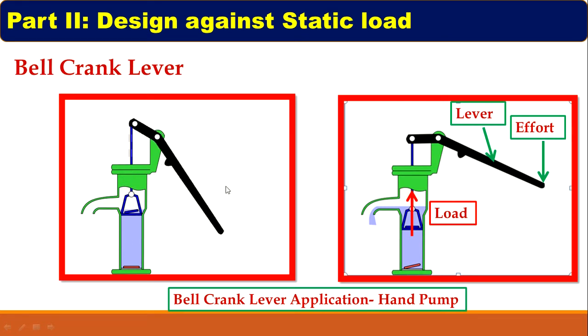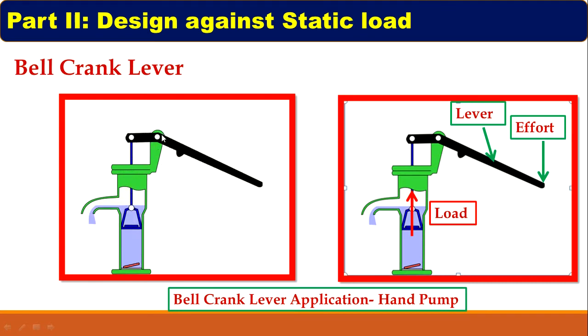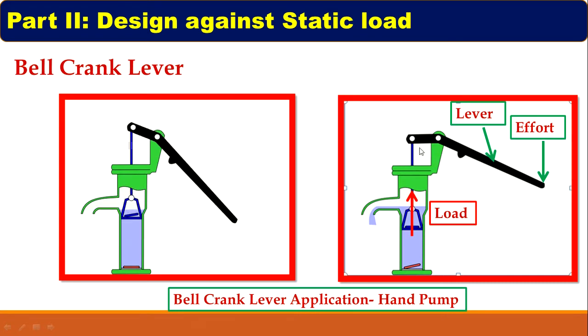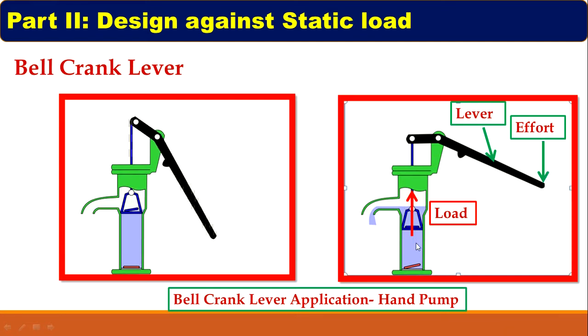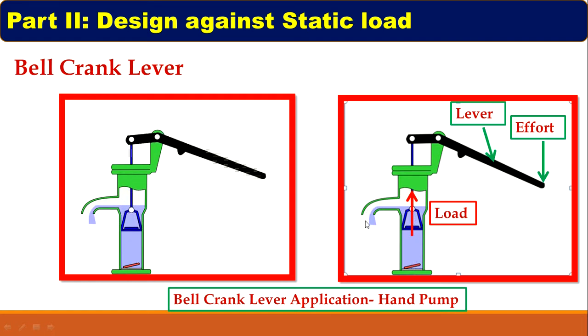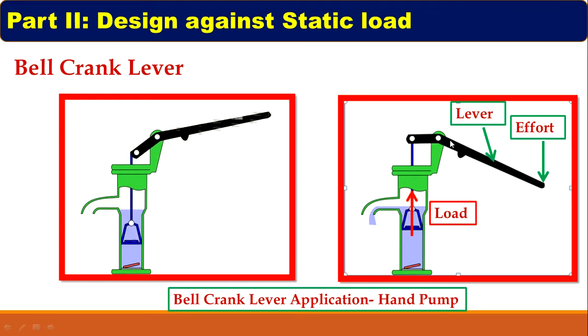That means you are applying effort at one point, and it is transferred to another part of this lever. So we can say that this lever is used to transfer or multiply the force. Same thing is shown in this picture. So this black color part is nothing but the lever. It is pivoted at this point, and oscillates about this point. At this free end we have to apply the effort so that we can lift this load, in terms of water, from the ground and use it.